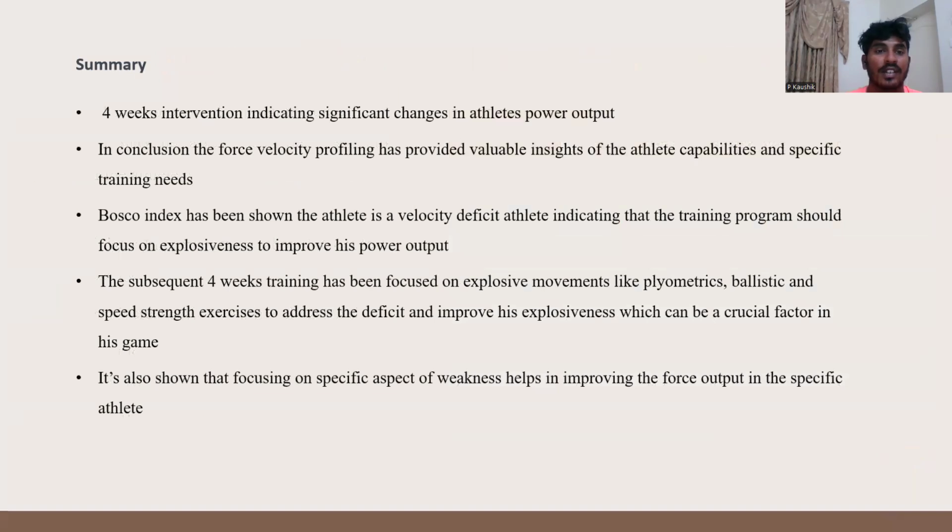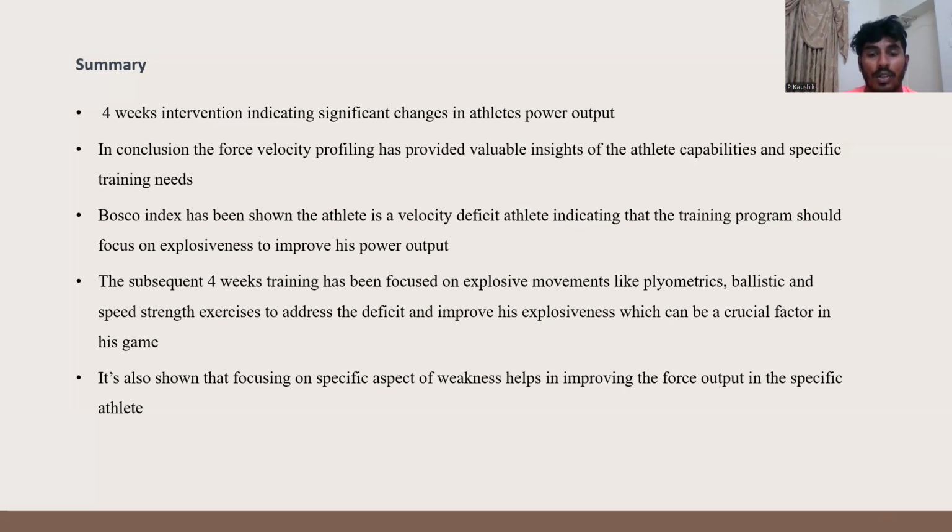In summary, the 4-week intervention indicated significant changes in the athlete's power output. In conclusion, force velocity profiling provided valuable insights into the athlete's capability and training needs. The Bosco index has shown the athlete is a velocity deficit athlete, indicating the training program should focus on explosive movements to improve his power output.